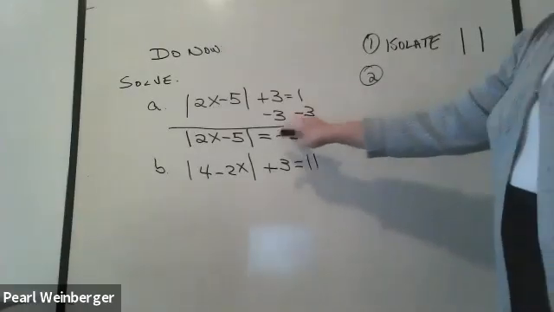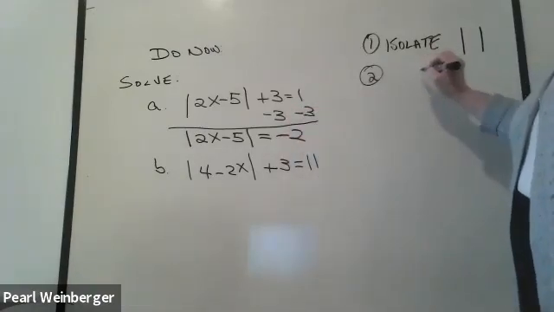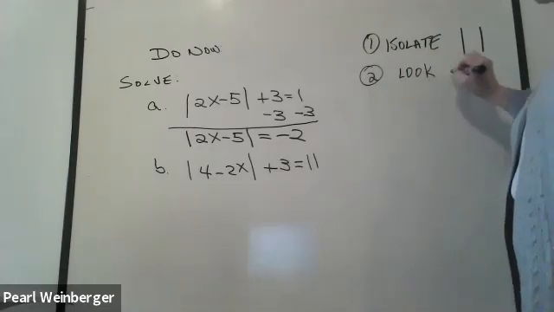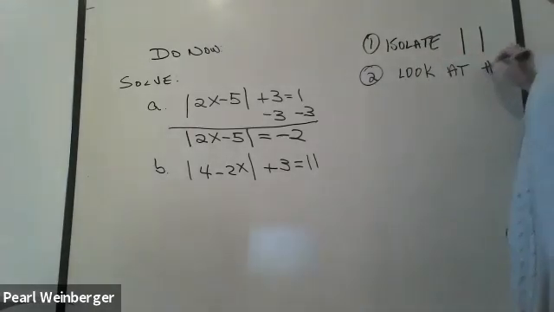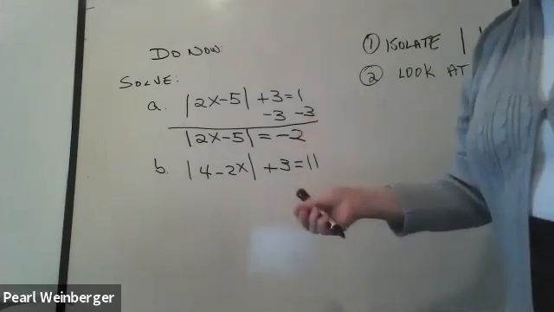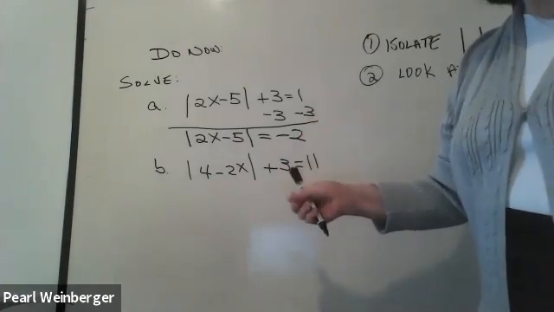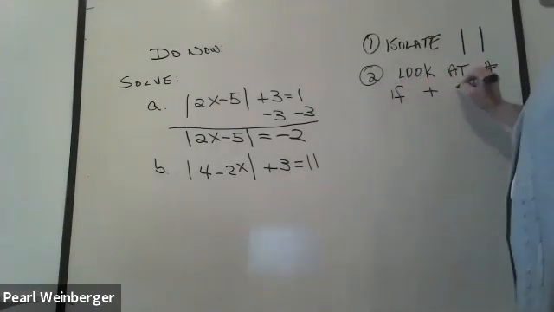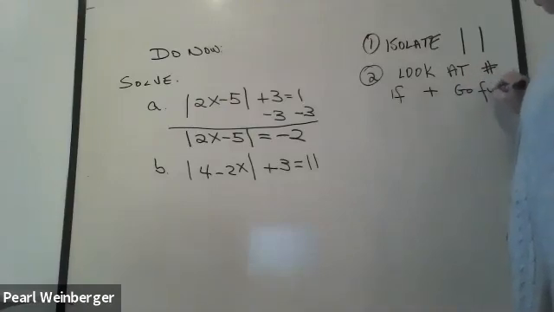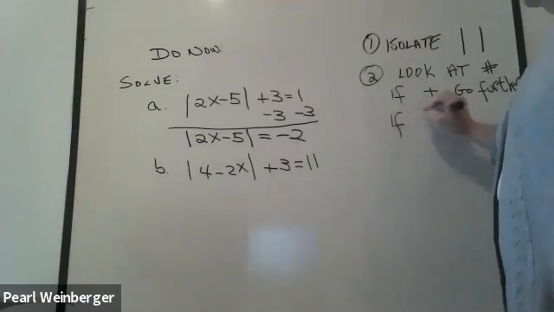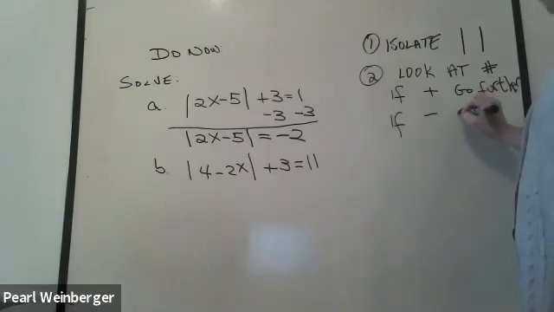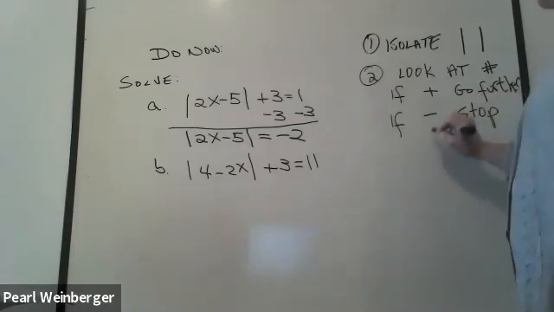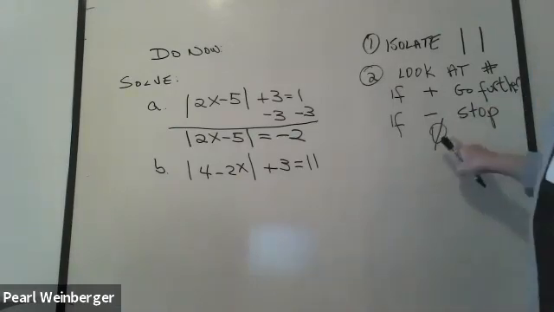Okay. Step 2, look at the number that's on the other side of the equal sign. So look at the number. What am I looking for? I'm just looking to see if it's positive or negative. If it's positive, you go further. If it's negative, stop. There's no solution. And this is a symbol that we use for no solution.